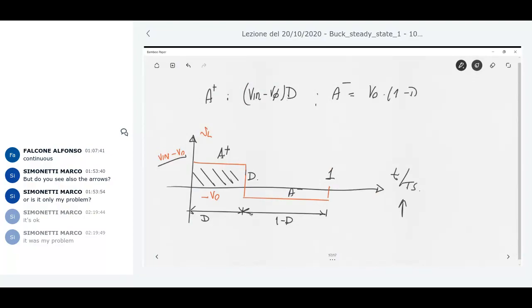The two areas should be the same, for what I said before, because the DC voltage across the inductor in cyclostationary situation is null, so that Vin minus V naught times D should be V naught times 1 minus D. Solve this expression for the output voltage V naught. If you do this, you can find that V naught is equal to D multiplied by Vin.